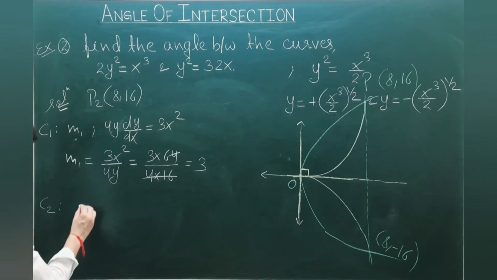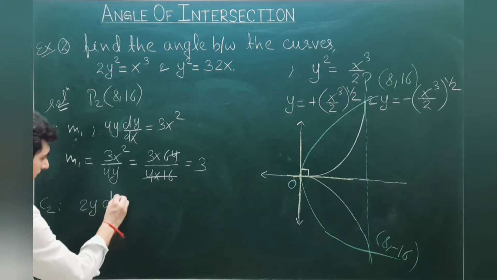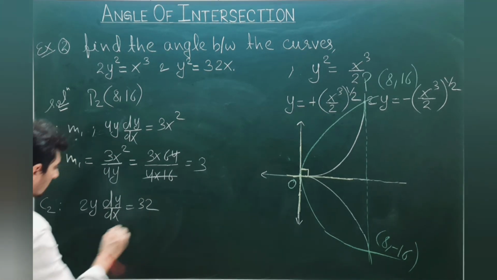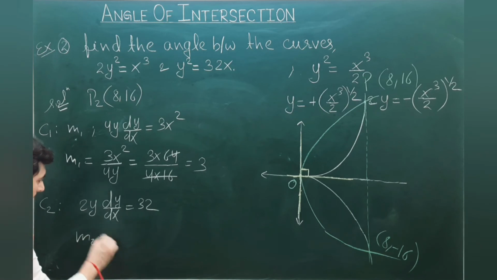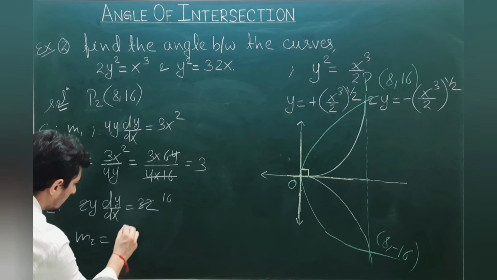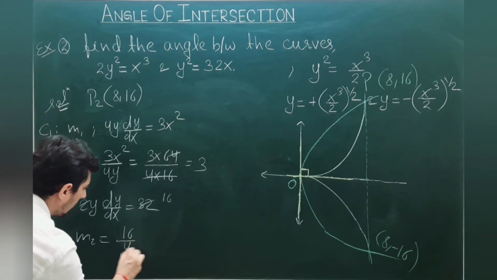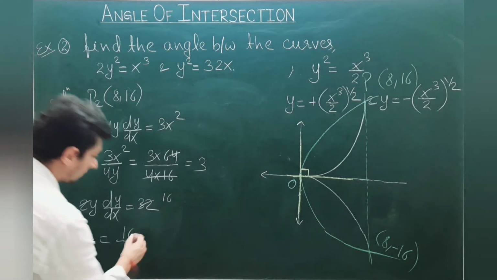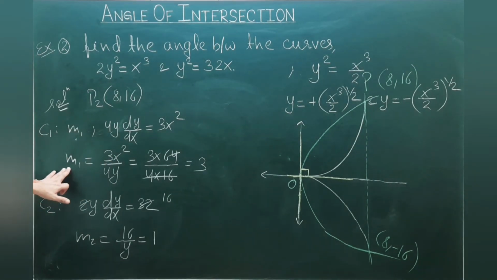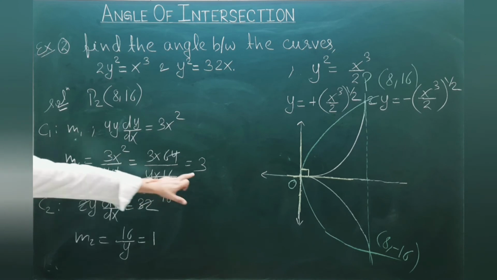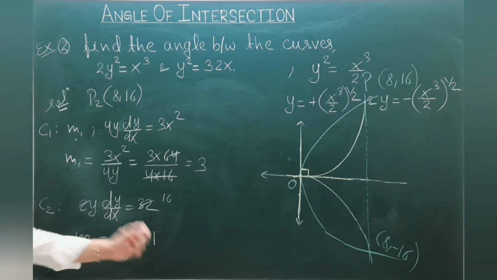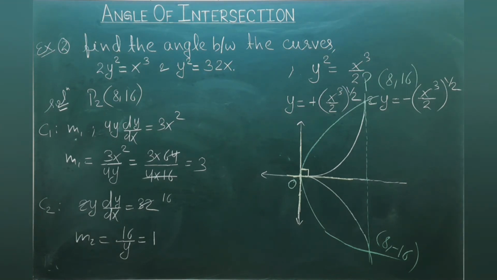And for the curve C2 we have 2y dy by dx equals 32. So therefore the slope dy by dx is 16 upon y, and the value of y is 16. So 16 upon 16 is 1, right? So I have the slope of the tangent line to the curve C1, that is M1, which is 3, and the slope of the tangent to the curve C2, which is M2, and that is 1.